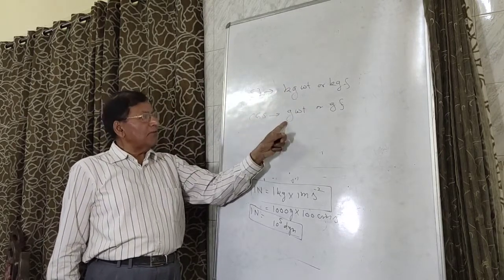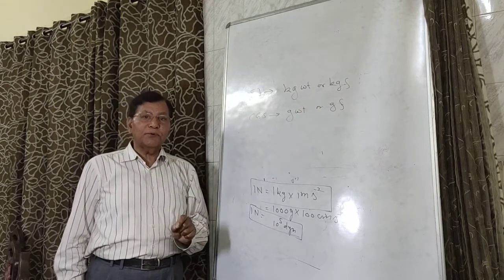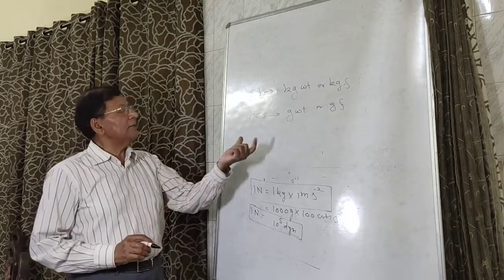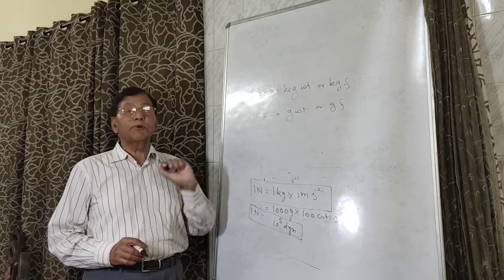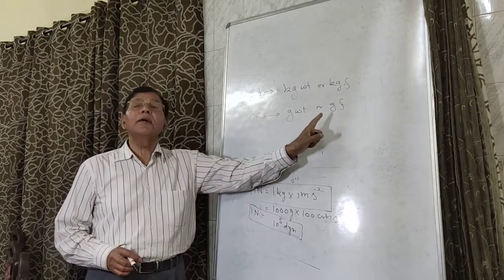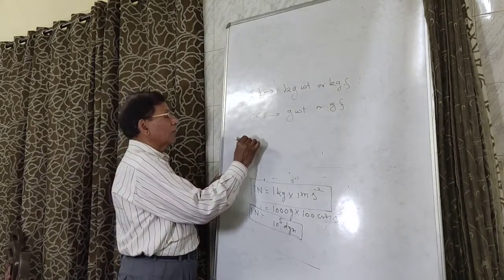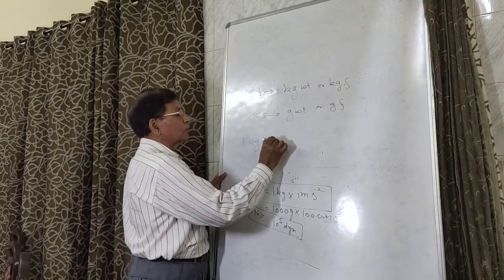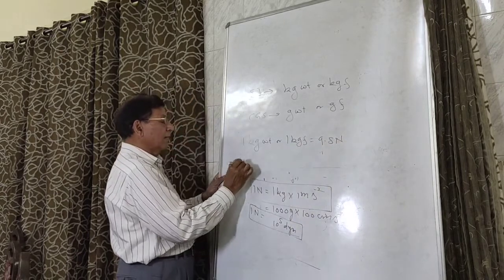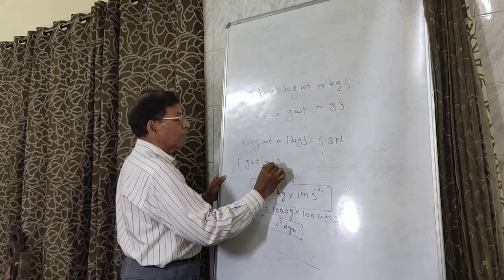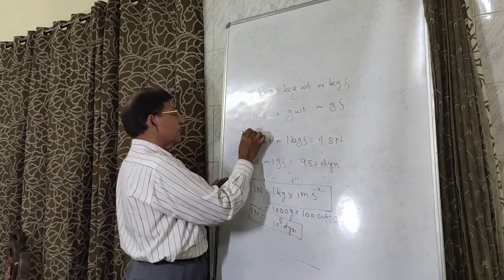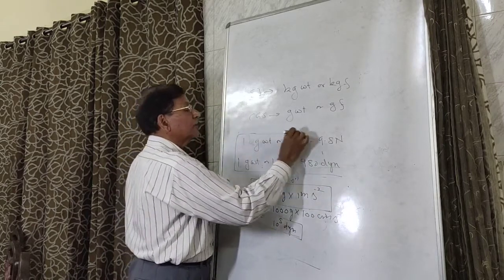Likewise, 1 gram weight or 1 gram force is defined as the force with which a body of mass 1 gram is attracted toward the center of the earth. And it may also be defined as the force which produces an acceleration of 980 centimeter per second square in a body of mass 1 gram. And therefore, 1 kilogram weight or 1 kilogram force equal to 9.8 Newton, and 1 gram weight or 1 gram force equal to 980 dyne. So that is Newton's second law of motion and the units of force.